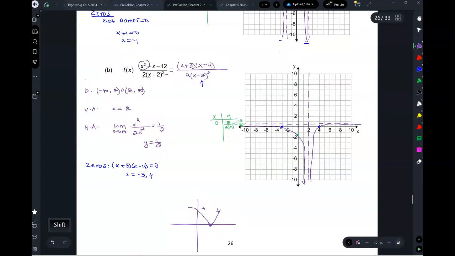Do you see where multiplicities also take effect? At the asymptote, the graph will change sign if there is an odd multiplicity. If there is an even multiplicity, the graph will not change sign. It'll stay on the same side of the x-axis. That is so cool. Okay, yes, question.